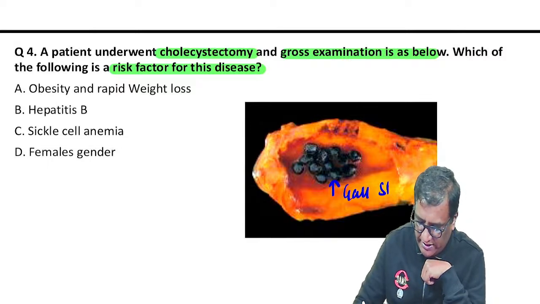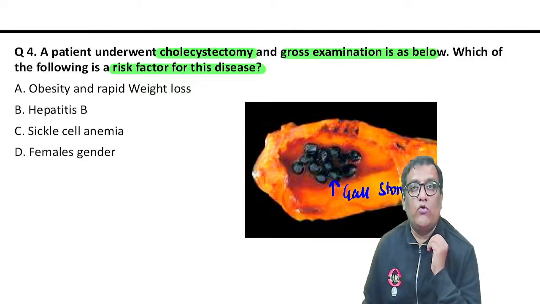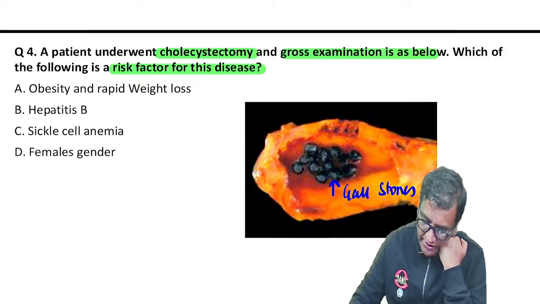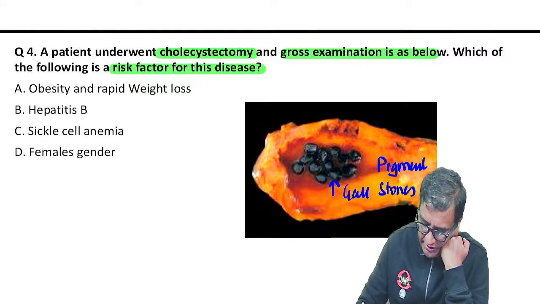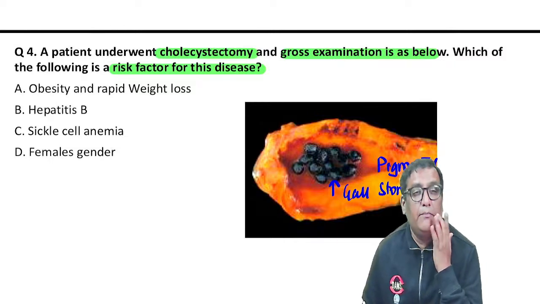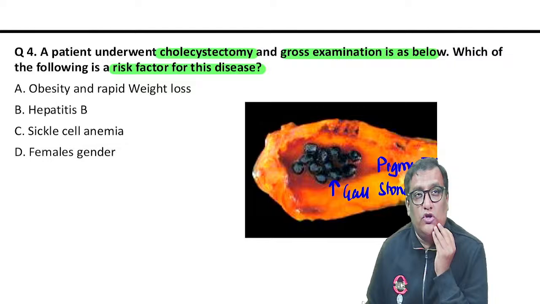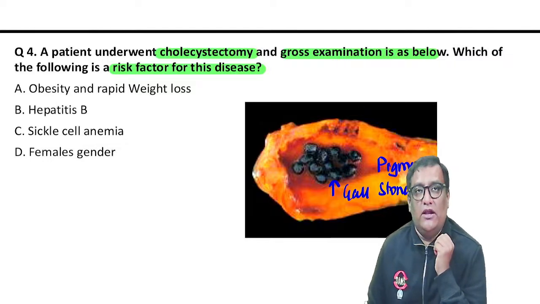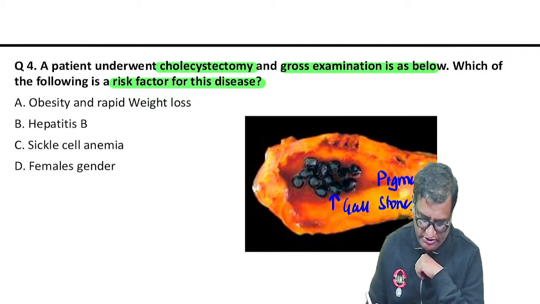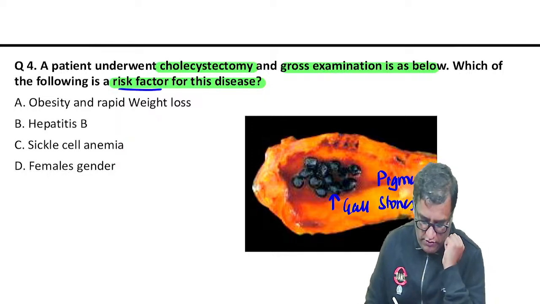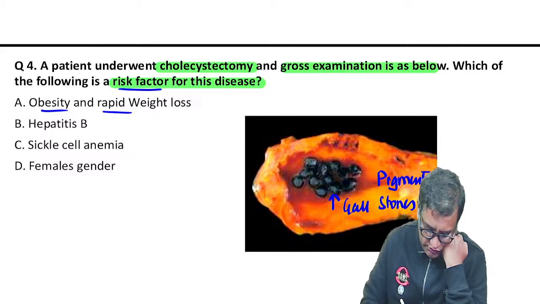Yes, correct. I am seeing gallstones here. But what type of gallstones am I seeing? Anybody? Are you seeing pigmented or non-pigmented or cholesterol? These are pigmented because they are appearing dark and black. Pigmented gallstones. These are pigmented, not cholesterol. Cholesterol would be more yellowish in color, isn't it? So pigmented gallstones are seen. Which of the following is a risk factor? They are asking you. Obesity and rapid weight loss. No, this will be for cholesterol stones.